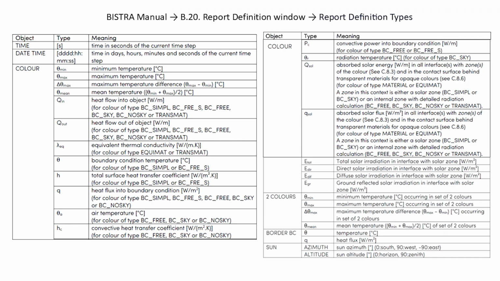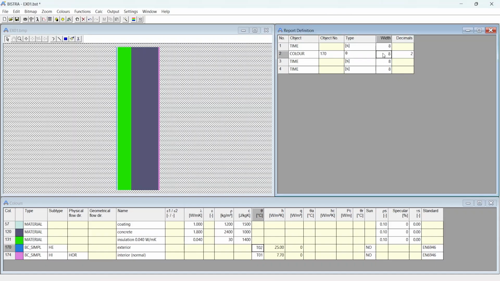In the manual, an overview of all possible output parameters can be found. Width is the maximum number of characters for formatting the output values in the output report. Decimals are the number of digits after the decimal point, to which the output values are rounded.